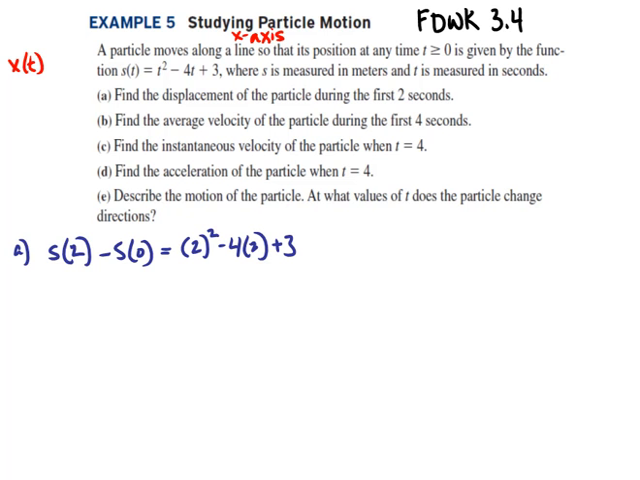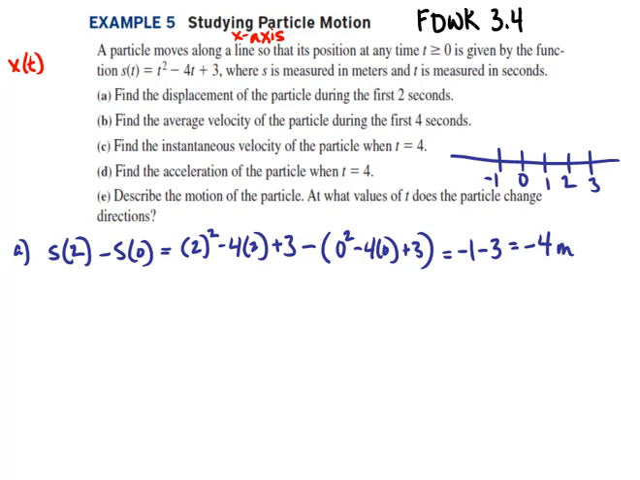And s of 2 would be 2 squared minus 4 times 2 plus 3, minus s of 0, which I put in parentheses to make sure we get our signs right. Actually it's much simpler than that because s of 0 is just 3. And s of 2 is 4 minus 8, which is negative 4, plus 3, which is negative 1. And so we have negative 1 minus 3, and we end up with a displacement of negative 4 meters.